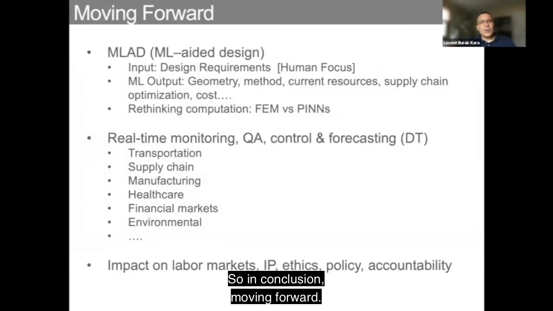So in conclusion, moving forward, where do we see machine learning and AI actually making a difference? I think we're headed towards a new trend in machine learning aided design, not only computer aided design, but machine learning aided design, in which the only thing that the human has to focus on are the design requirements. Everything else that we typically have humans do, for instance, geometry generation, selecting the production method, understanding what the current materials are and how to source them, understanding the issues with the supply chain and optimizing for that, figuring out the cost, all of these can be a byproduct of an ML-aided design. So a human does not need to deal with these. And I think we're headed in that direction with the power of ML.